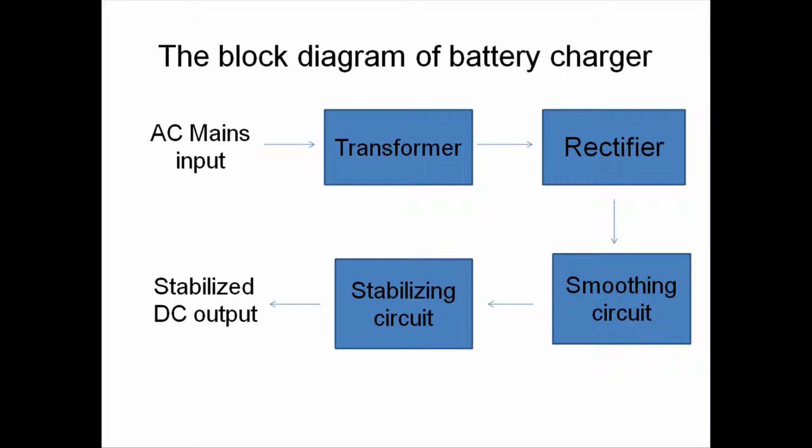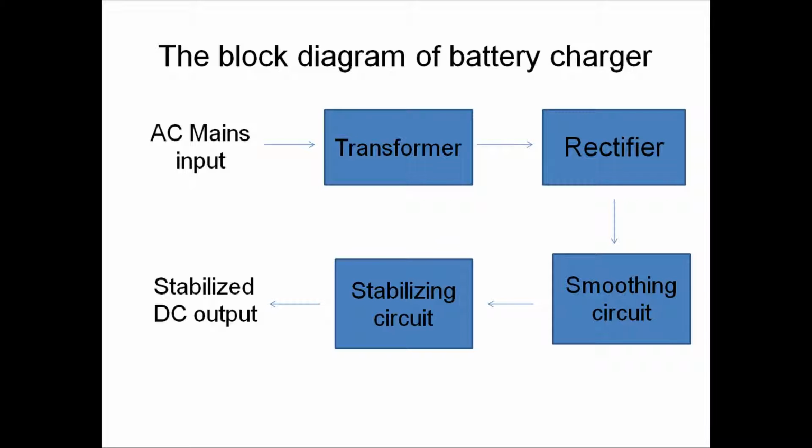The first stage consists of a transformer which steps down the voltage of the AC mains. The second stage is a rectifier. The rectifier converts the AC voltage to DC voltage.